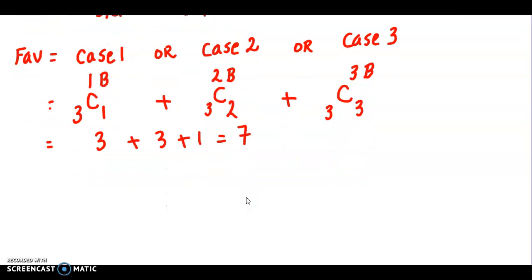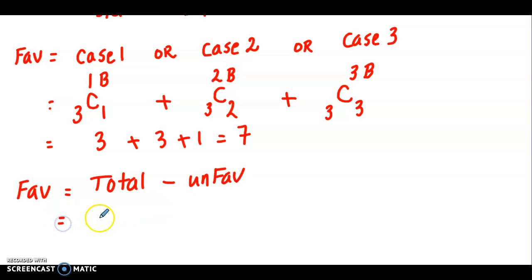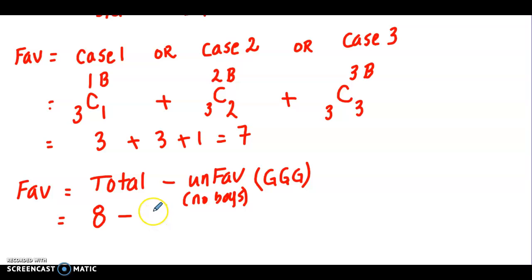We could also consider our favorable outcomes in a different way. We can consider our favorable outcomes as our total outcomes, subtract our unfavorable outcomes. We've already calculated that the total ways is 8. And our unfavorable outcome would be the case where there are no boys. Or in other words, all 3 children are girls, a girl, a girl, a girl. There is only one way to have that.